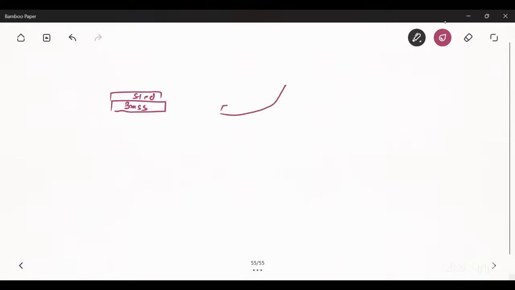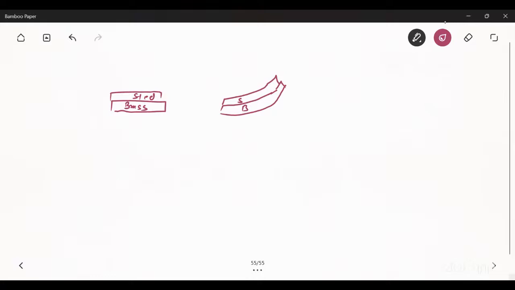It will bend on heating because the expansion in brass is more than the expansion in steel, because the coefficient of linear expansion of brass is more than that of steel. That's why when it is heated, brass will bend more and steel will bend less.